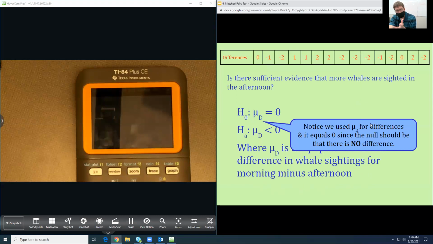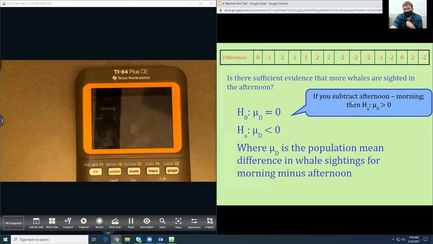All right, we used, again, μd for differences, and it equals 0 since the null should be that there is no difference. So the assumption is there is no difference. Come morning, come afternoon, everybody's going to see whales doing their thing, and it's fun. However, somebody wants me to test it, so we're going to test it. All right, again, if you subtracted it as afternoon minus morning, then your alternative sign flips. I don't know what you did on your notes. Just be aware of that, because then you would expect all of the numbers to be positive.